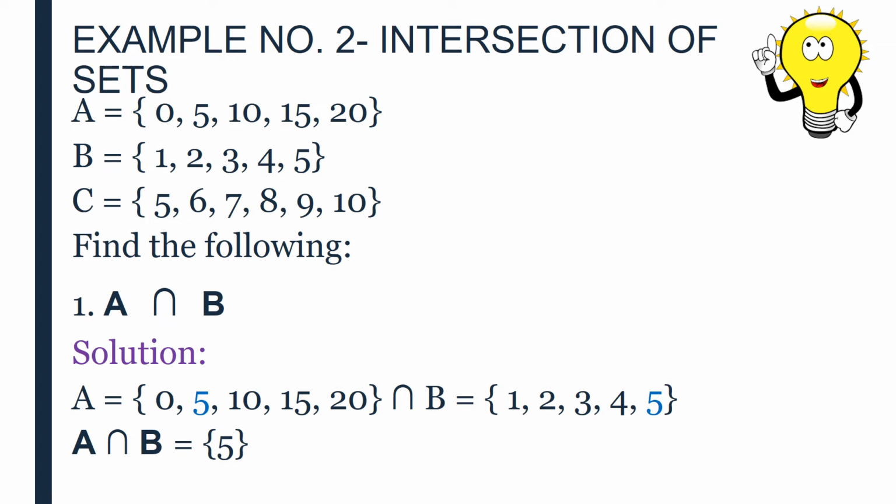Example number 2, ang ating set A ay 0, 5, 10, 15, 20. Set B ay 1, 2, 3, 4, 5. Set C ay 5, 6, 7, 8, 9, and 10. So for number 1, kukunin natin yung intersection ng set A at saka set B. So makikita natin sa PowerPoint, sa set A ay may 5, sa set B ay may 5. Therefore, yung magiging sagot natin ay 5.